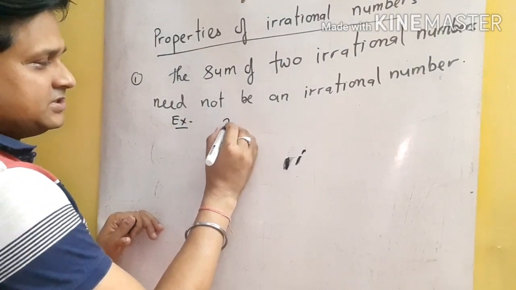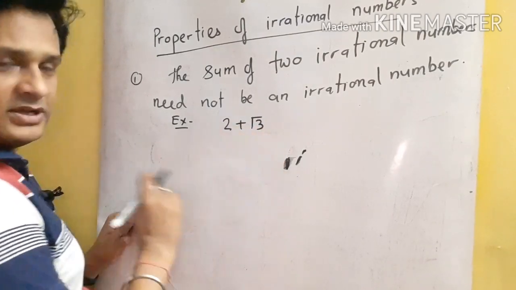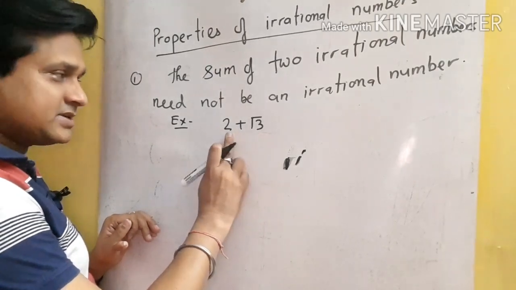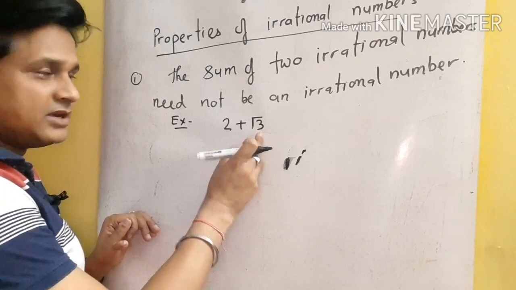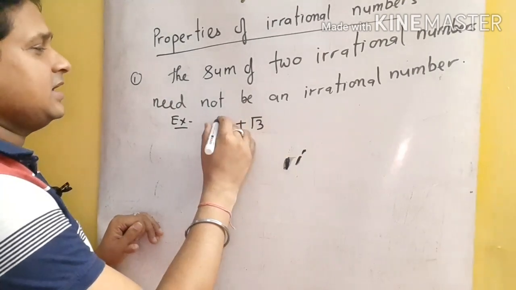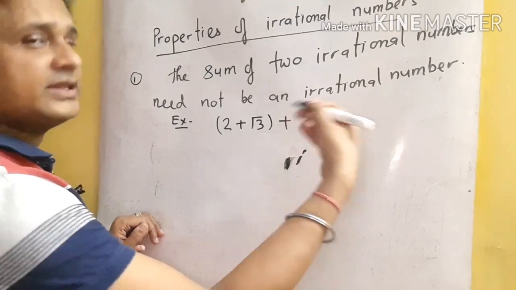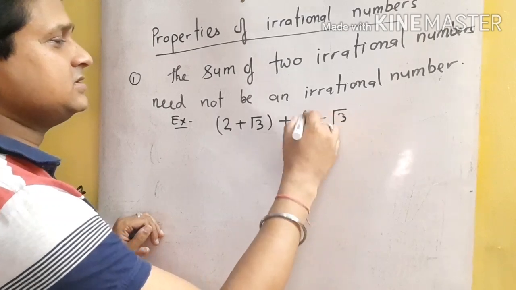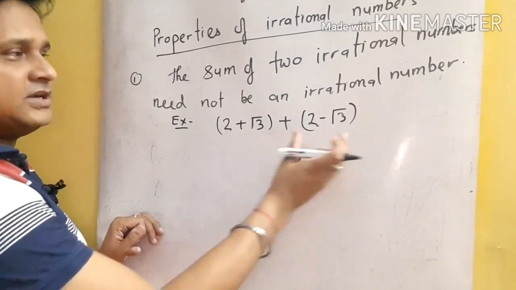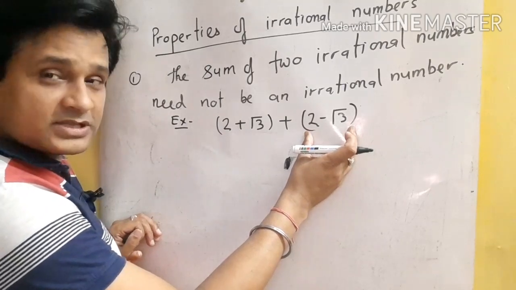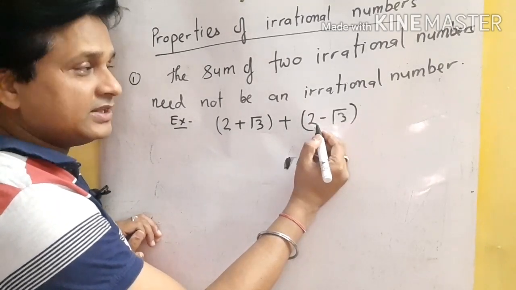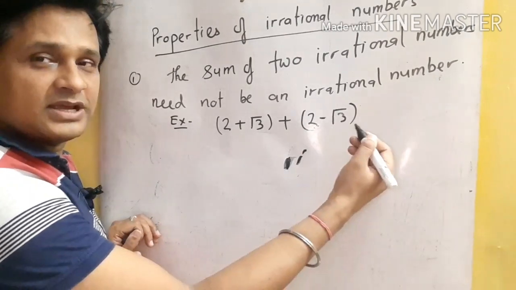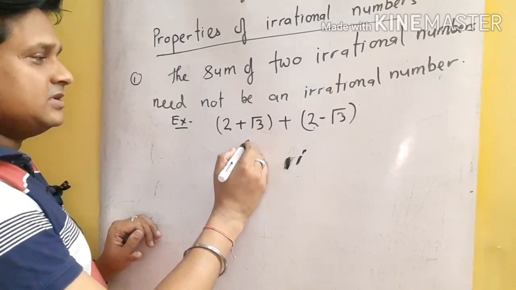Suppose this is 2 plus root 3. This is a rational number, this is an irrational number. The sum of a rational number and an irrational number is an irrational number. It means that this is an irrational number. Plus, I take another irrational number like 2 minus root 3. See, this is also an irrational number. Why? Because this is rational and this is irrational, and minus means difference. The difference of a rational number and an irrational number is an irrational number.